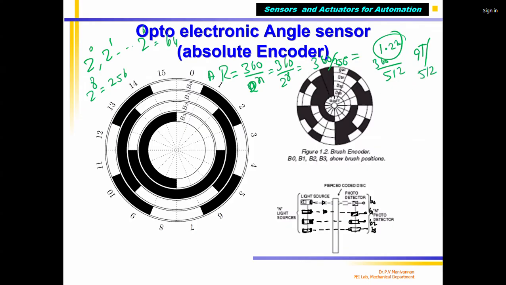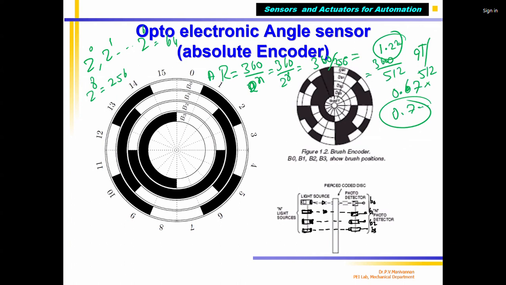In that case, what will happen? It will be lesser than 1 degree. We can say that 360 divided by 512 is going to be 0.7, correct? I can say, in fact, 0.7 something degree you can measure. This is how it works.